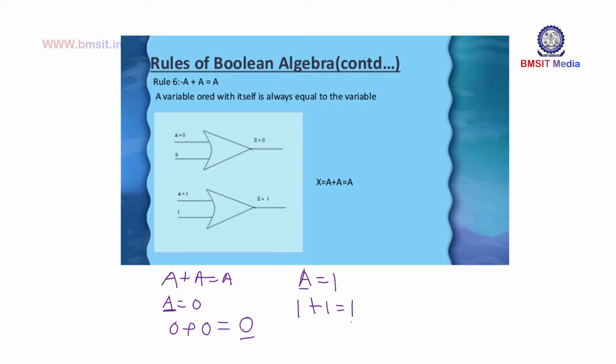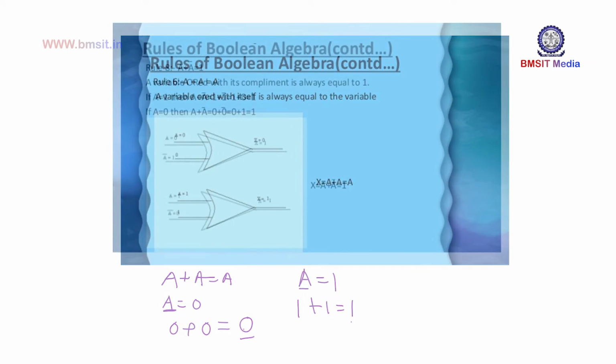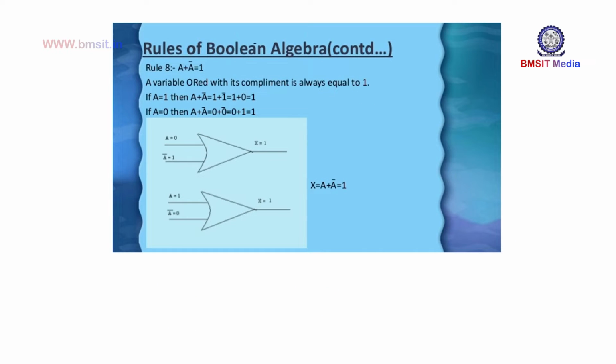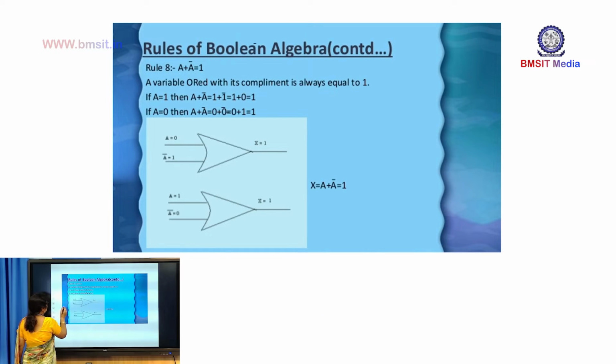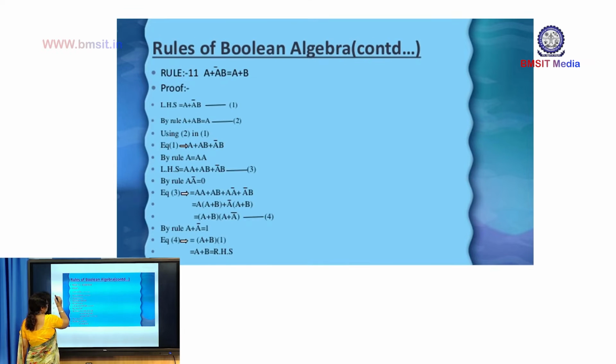So, a plus a will be equal to a. So, that is how we are obtaining this result. Similarly, a plus a bar is equal to 1. So, this also you can understand. Okay. So, in both the cases, whether a equal to 0 or 1, output will be equal to 1. So, that is how we say that a plus a bar equal to 1.